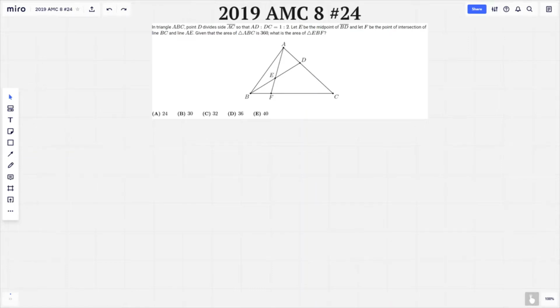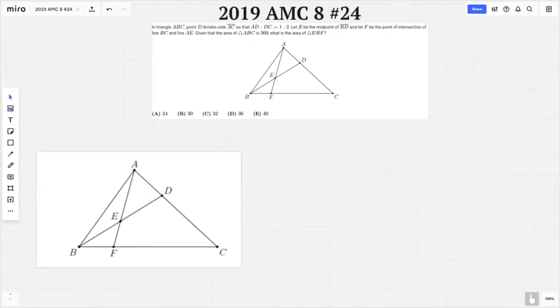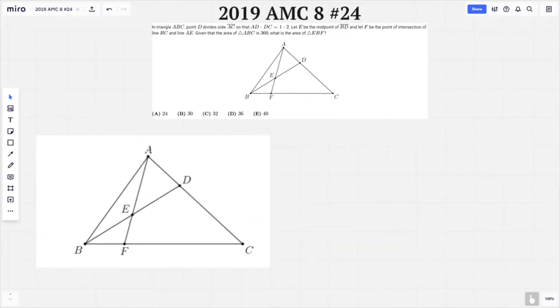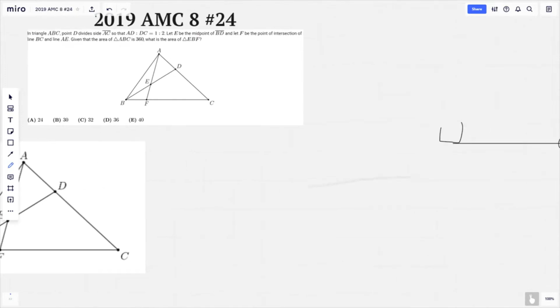So what I'm going to do with the diagram that they've given us is just enlarge it a little bit so we can work more clearly with what we're given. And now the two ideas behind this problem are the concept of simple mass points and area ratios. So to give a quick overview of simple mass points, we really want to think about it as a seesaw. So we can envision it like this.